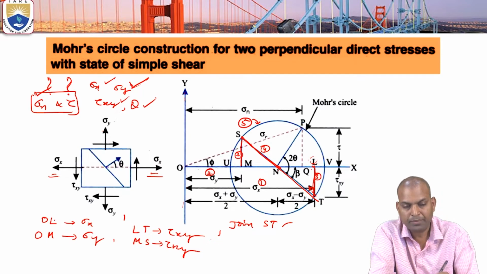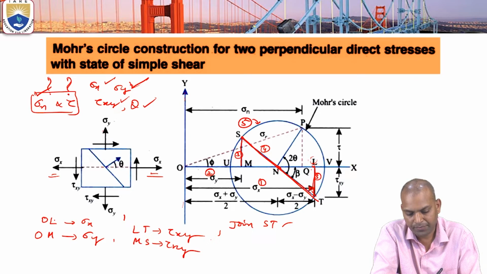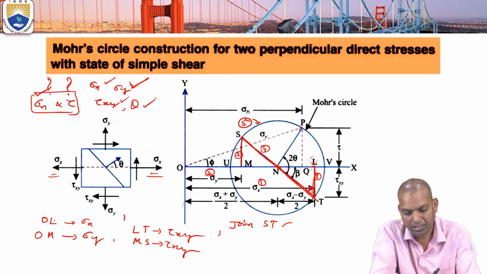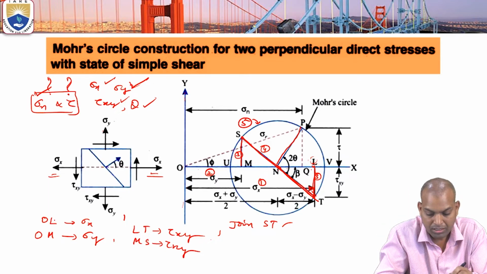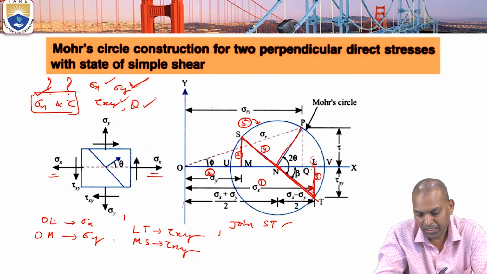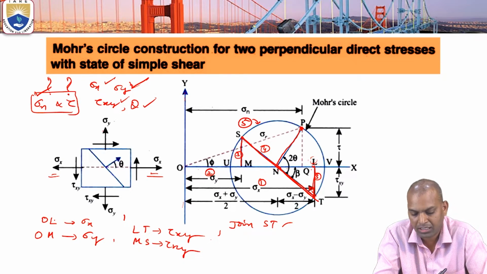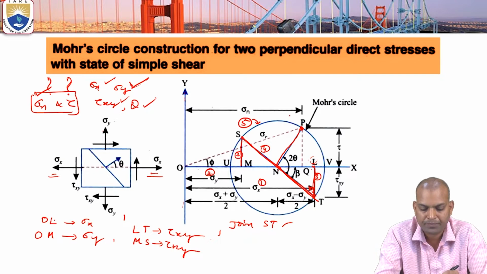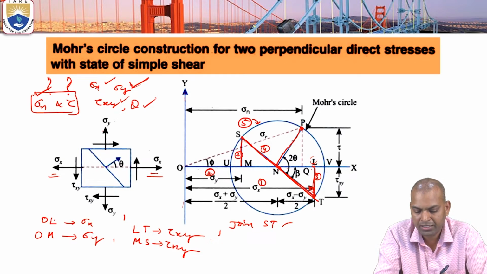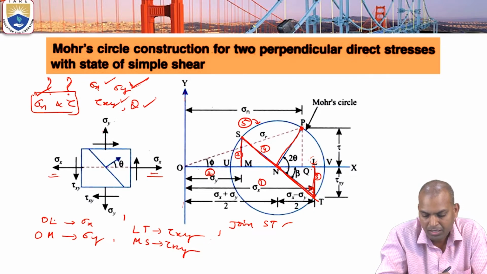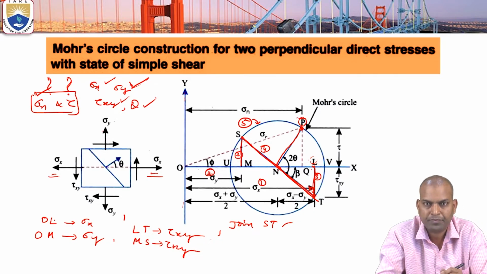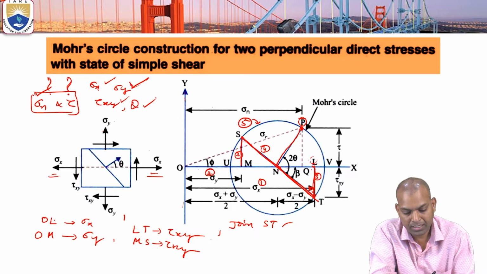The sixth step: taking NT as the reference line, we know the angle theta, so make 2 theta and draw a line. That line is the NP line. This NP line intersects the circle; mark it as point P. Then from point P, draw a perpendicular line that intersects at Q.